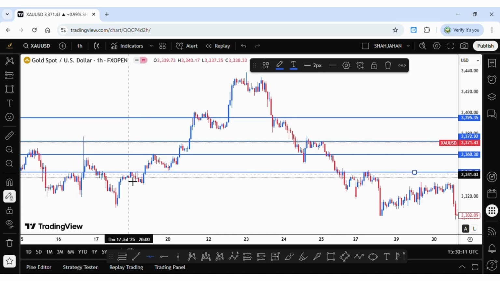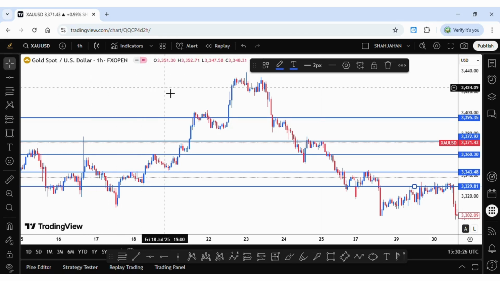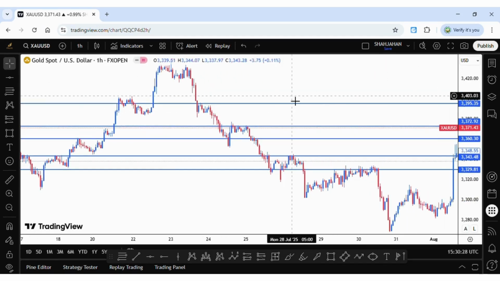And the last is in this leg. This is our breaker block, so mark this. Okay, now we have to find just one thing.